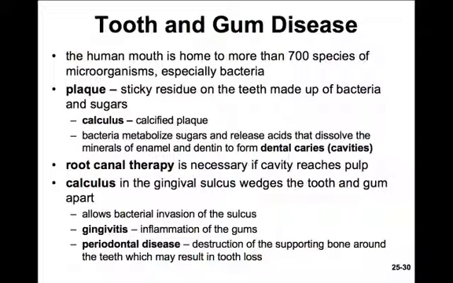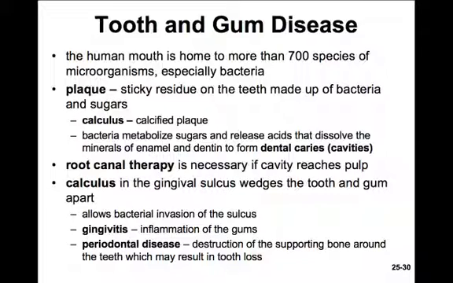Calcified plaque is called a calculus. These bacteria in the plaque are going to mobilize sugars and release acids. These acids can dissolve the minerals of the enamel and the dentin, and that causes cavities or dental caries. Sometimes the cavity will reach as deep as the pulp. In that case, root canal therapy is necessary.